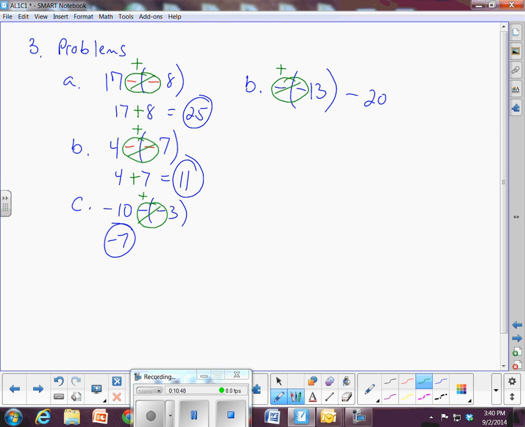This is 13 positives and 20 negatives. So 13 of the 20 negatives wipe out 13 positives. Let's count how many negatives are left. There are 7 negatives left, and it just so happens I picked one that ends up to be negative 7 again.